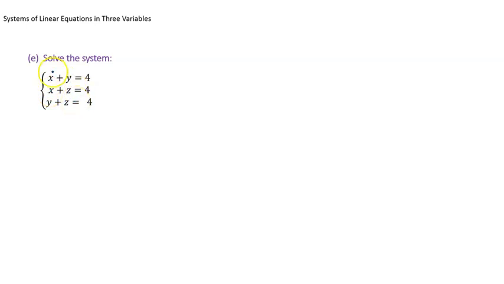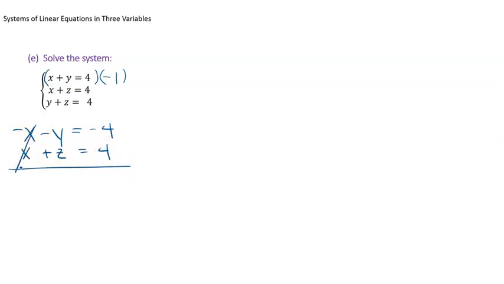Okay, so I'm going to multiply the first equation by negative 1, so I could get the x's to be opposite coefficient signs. So that's going to give me negative x minus y equals negative 4. Everything by negative 1. Second equation, I'm just going to recopy. x plus z is equal to positive 4.